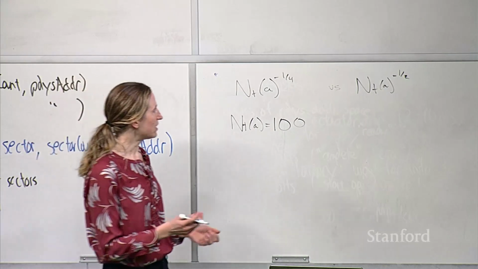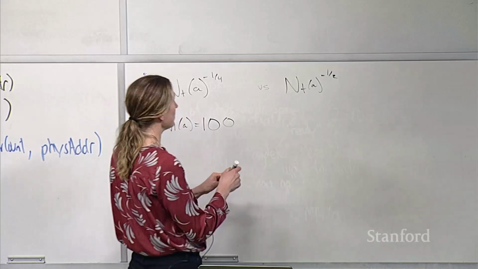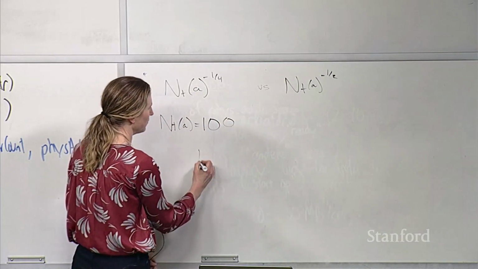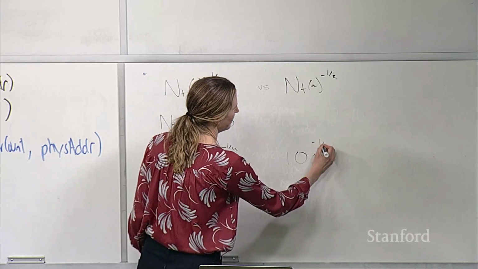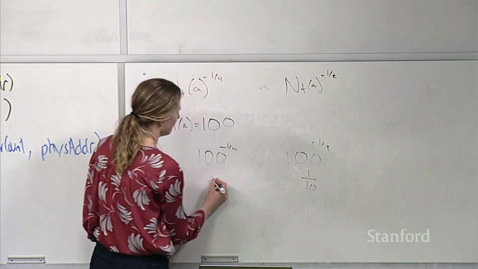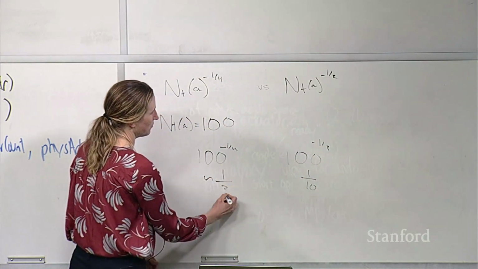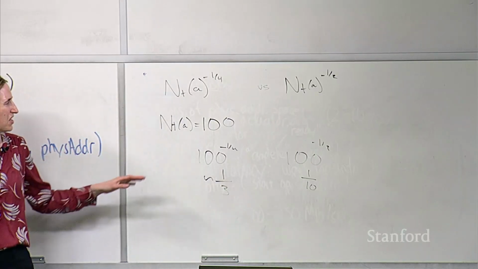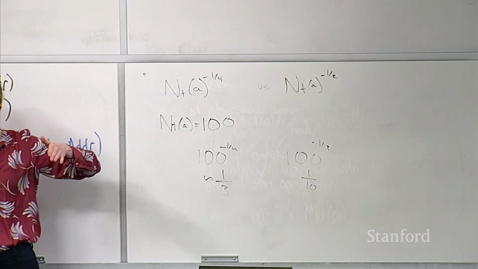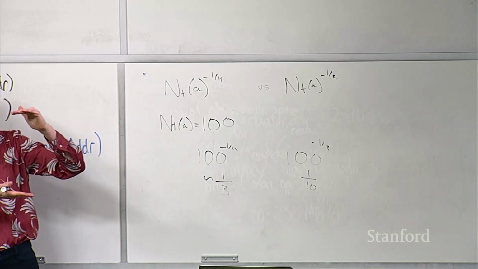That's right. So instead of it being the other way around. If you have 100 to the minus 1/4 versus 100 to the minus 1/2, this is going to be 1/10. And this is going to be approximately 1 over 3. There are several different inverses here, I know. What this means basically is that we're shrinking our confidence intervals slower.